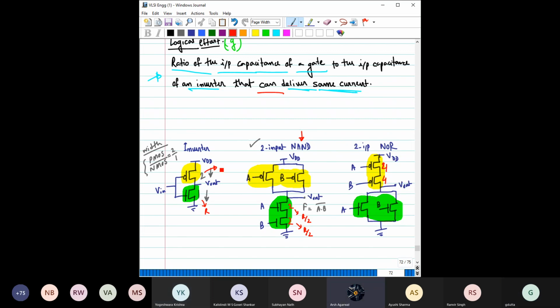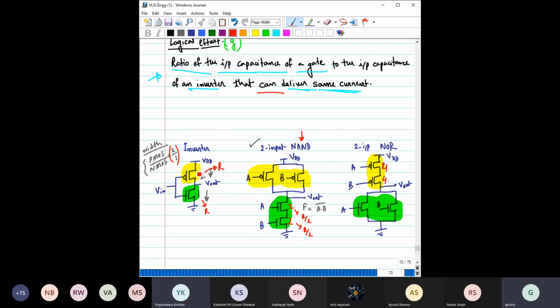Why have we chosen this ratio? Resistance is inversely proportional to width every time. So why have you chosen this ratio? We have chosen this ratio so that the resistance of this and the resistance of this become equal. So if this is R, then this has to be R, right?